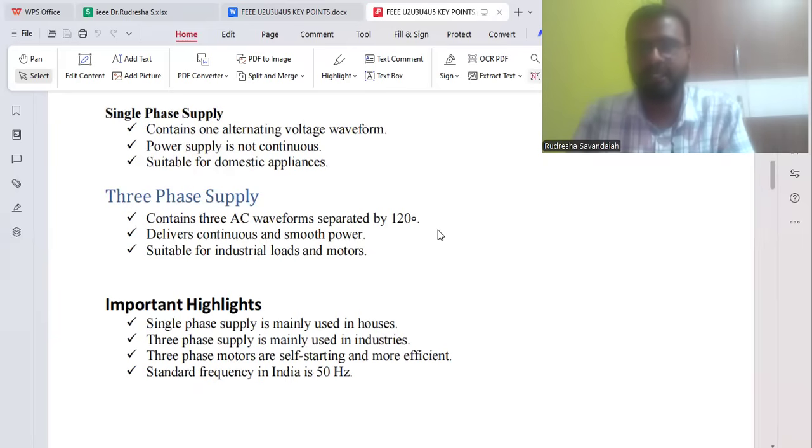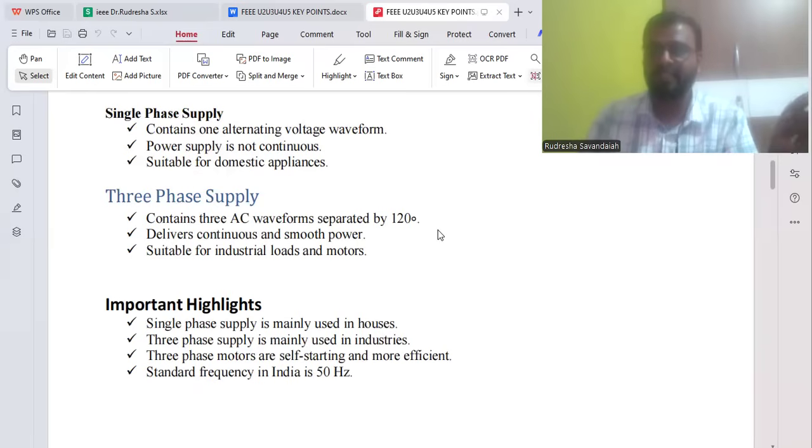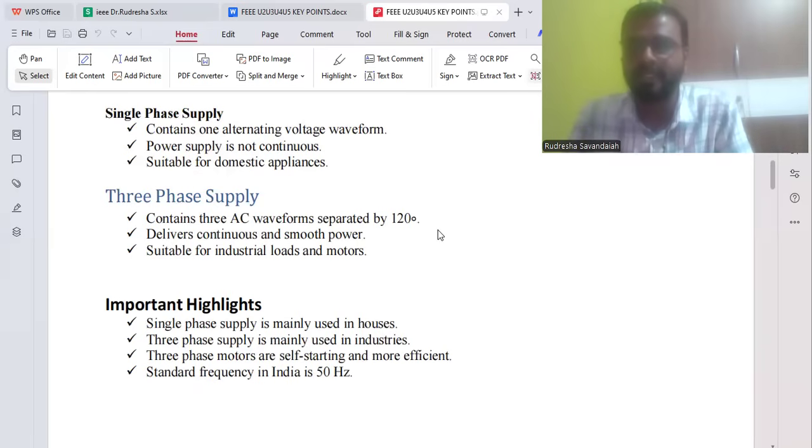Three AC waveforms separated by 120 degrees deliver continuous and smooth power suitable for industrial loads and motors. This is the three-phase supply. Important highlights: single phase supply is mainly used in homes. Three-phase supply is mainly used in industries. Three-phase motors are self-starting and more efficient. Standard frequency in India is 50 Hz.